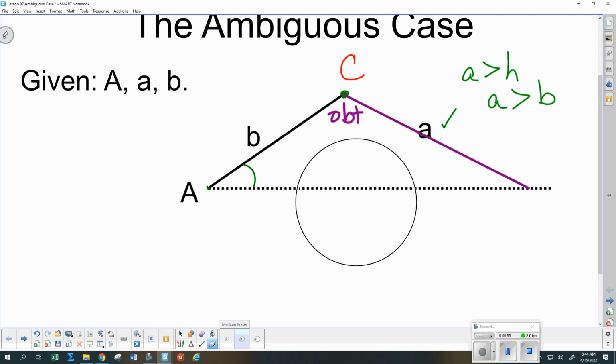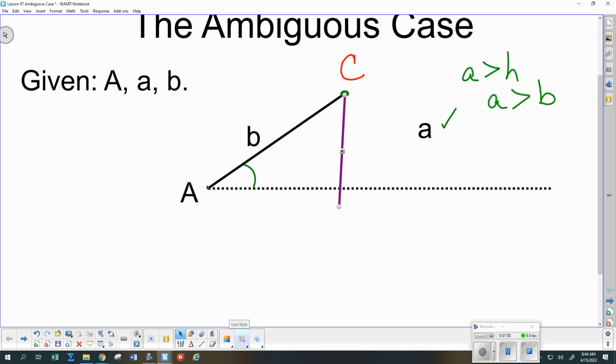Cases 3 and 4, where we have to draw it twice. We still have A's too long to go straight down and make a right triangle. But this time, instead of being bigger than that other side, it is smaller than the other side. In other words, on this one, let's see, A is less than B and bigger than H. So A is sandwiched in between sides B and H.